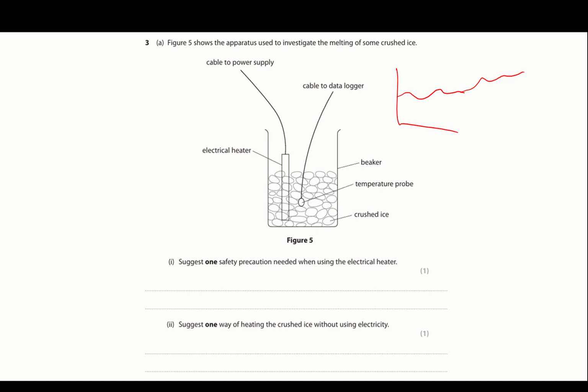Suggest one safety precaution when using the electrical heater. Just don't touch it. Don't ever say wear gloves. You probably get a mark for wear heat-proof gloves, but not for wear gloves. So do not touch the heater or use low voltages.